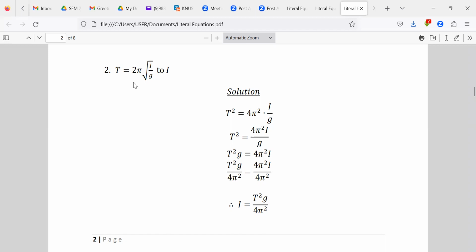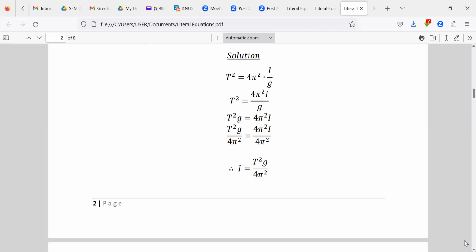So from this expression, when we want to make L the subject, that will take us to L being equal to T squared G all over 4 pi squared.